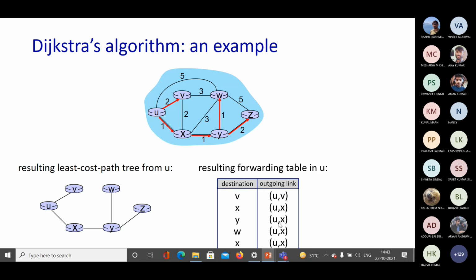So if somebody is arriving at U and has to reach Y, the corresponding interface should be U comma X, right? Similarly for W, you were moving from U to X, then X to Y, then Y to W. So if somebody is arriving at U and is destined for W, the interface that they have to go out through is U comma X. So the corresponding outgoing link will be U comma X. This is how the forwarding table will be updated using Dijkstra's algorithm.